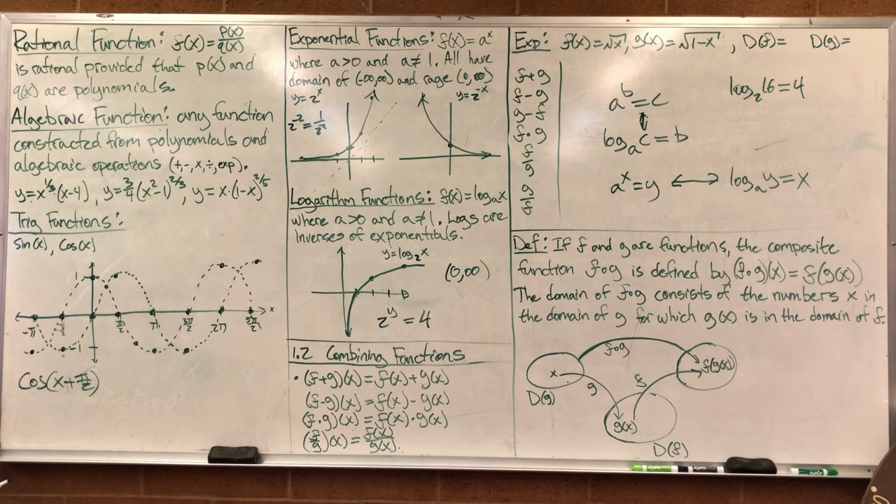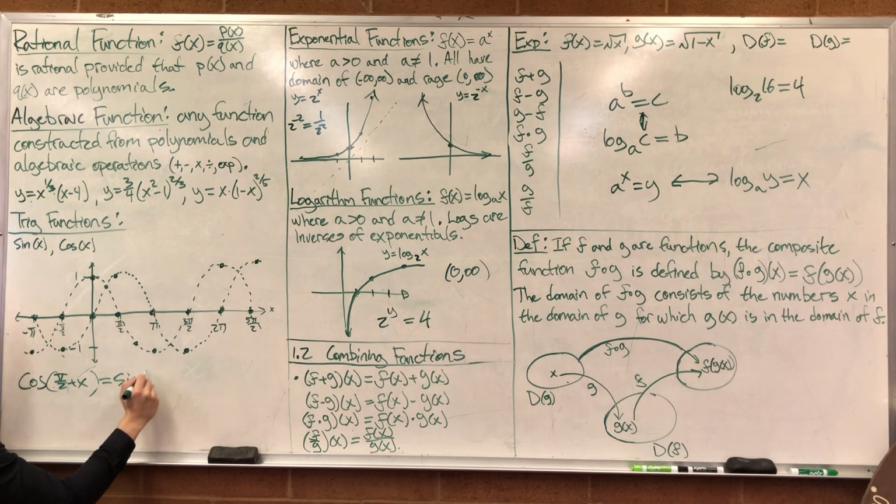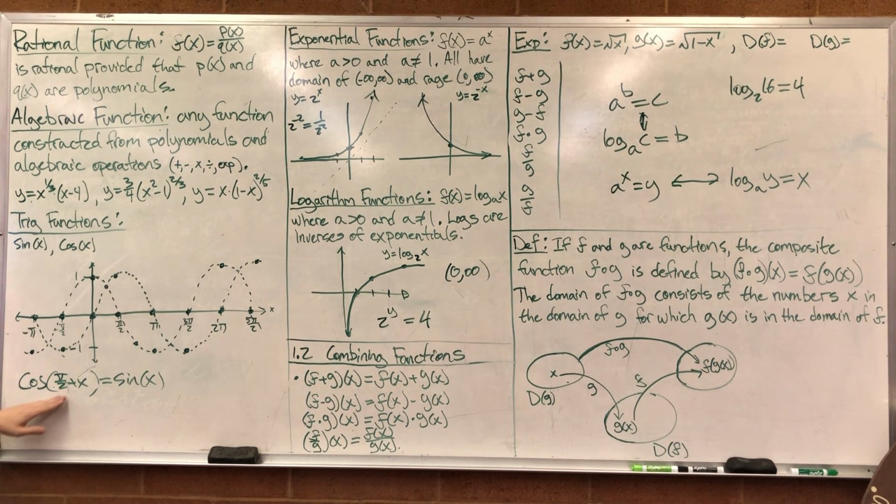Is that right? Or should it be pi halves plus x? Oh, same thing. Cosine of pi halves plus x is equal to sine of x. Did I do that right? Sounds right to me. I think I did pi halves minus x last time. But we could just check it real quick. So cosine of pi halves, plug in 0 for x, so cosine of pi halves is 0, sine of 0 is 0. That would work because it just shoves it forward.